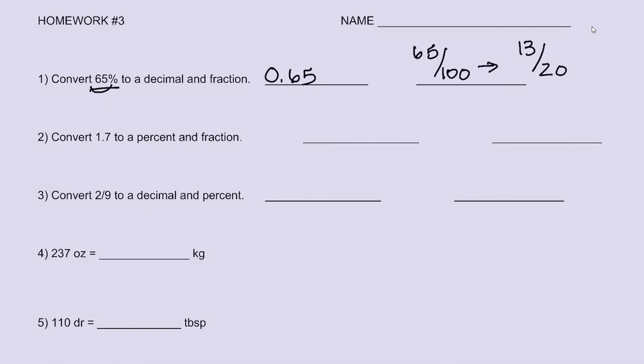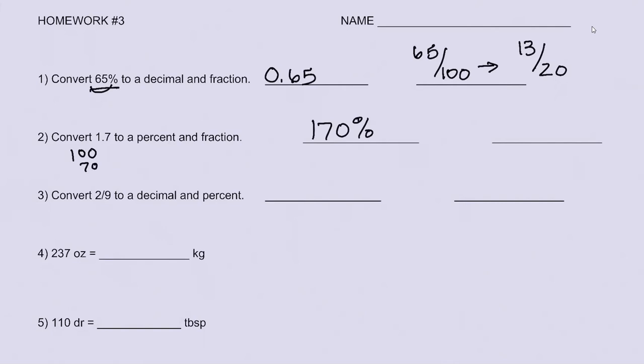Now for this next one, convert 1.7 to a percent and a fraction. This one you've already got a 100 in there, and then you've got a 0.7. So we know we already have 100 somewhere in there, but then we've also got the 0.7, so that would be 70. So that leaves me with 170%.